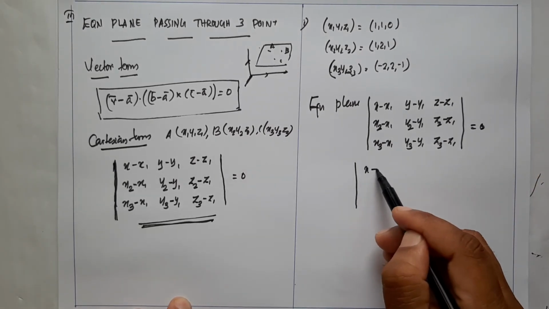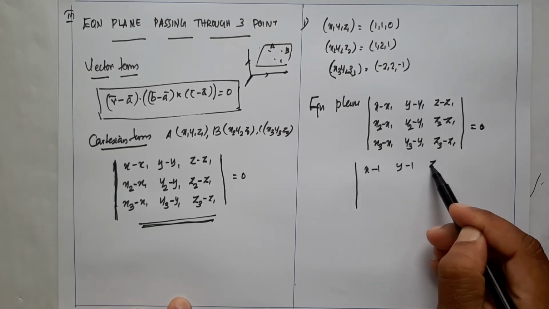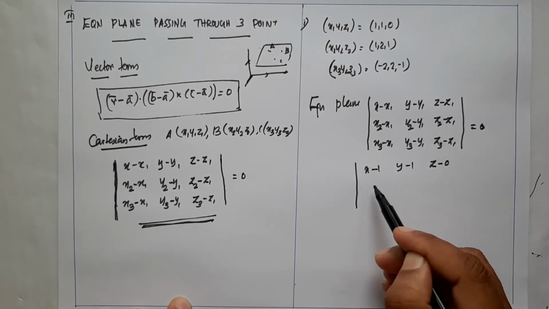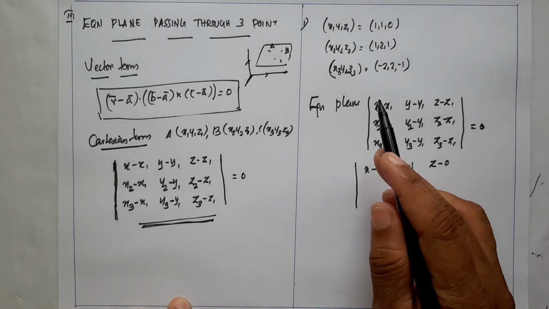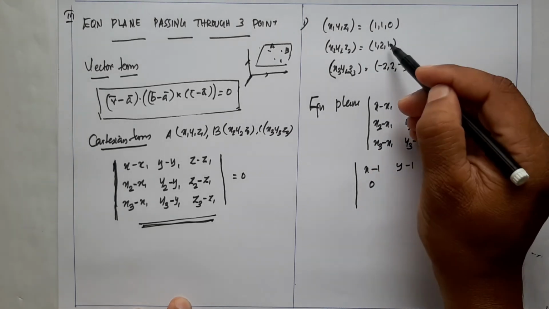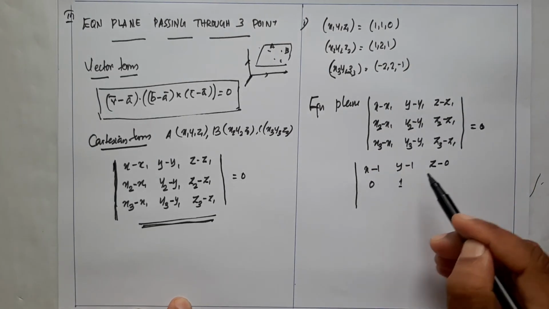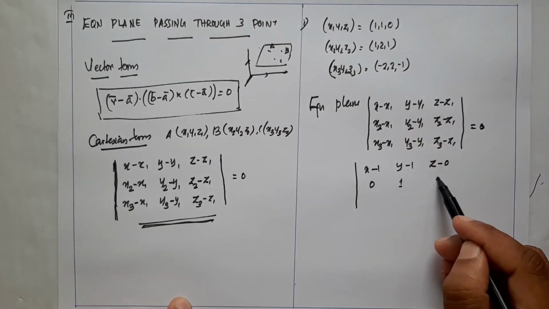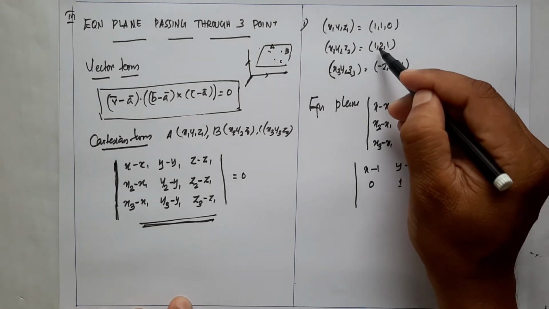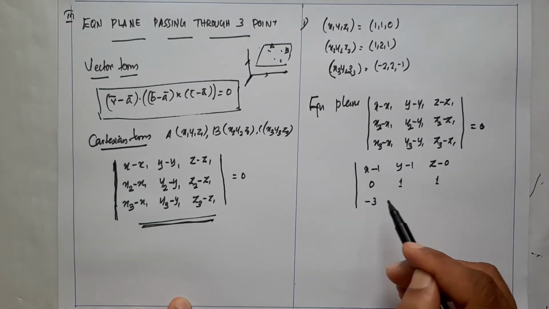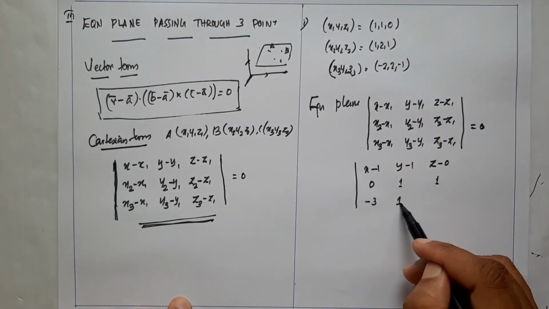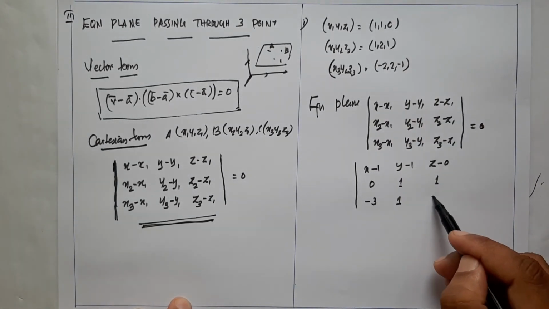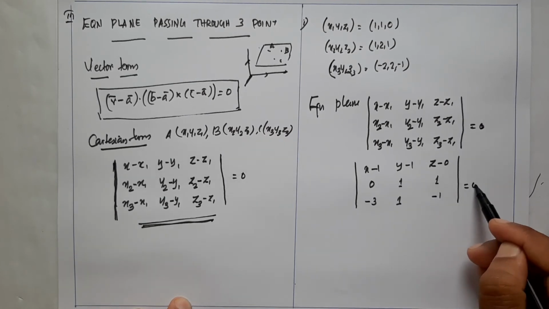the determinant here: x minus 1, y minus 1, z minus 0. Then x2 minus x1, that is 1 minus 1 is 0, y2 minus y1, 2 minus 1 is 1, z2 minus z1, 1 minus 0 is again 1. x3 minus x1, minus 2 minus 1 is minus 3, 2 minus 1 is 1, minus 1 minus 0 is again minus 1, is equal to 0.